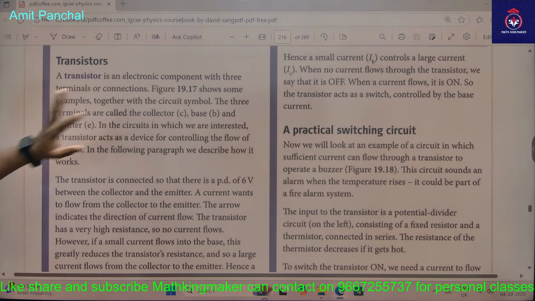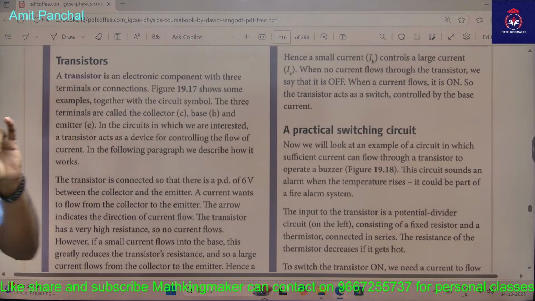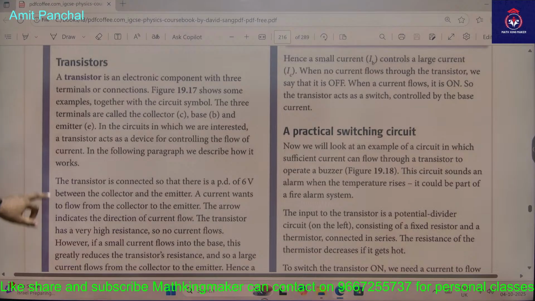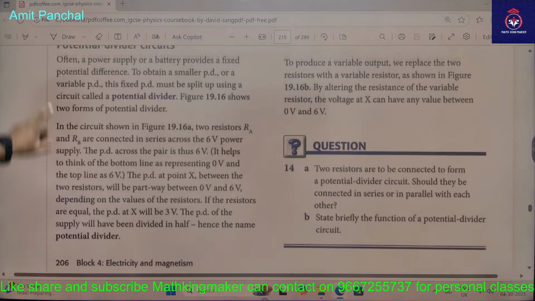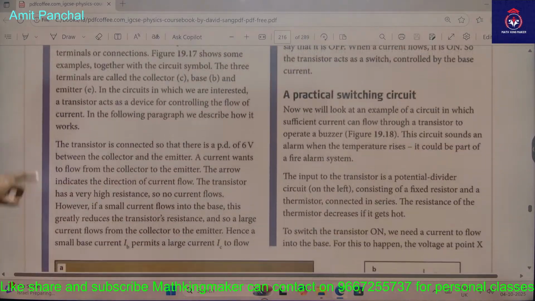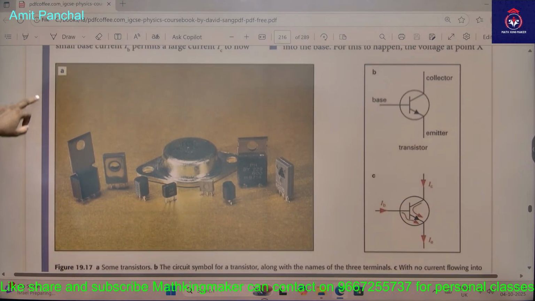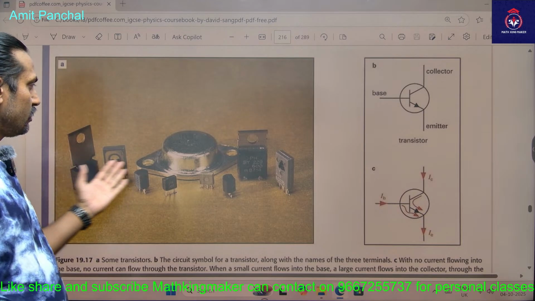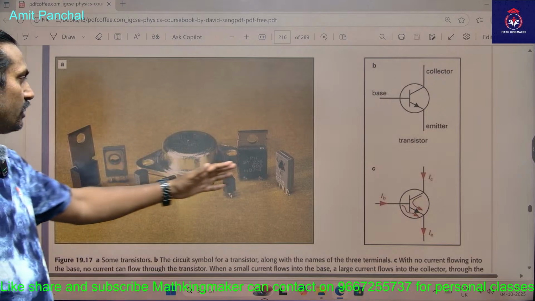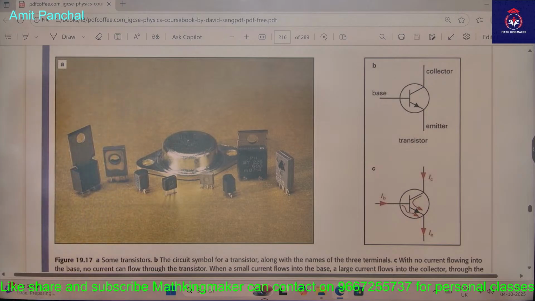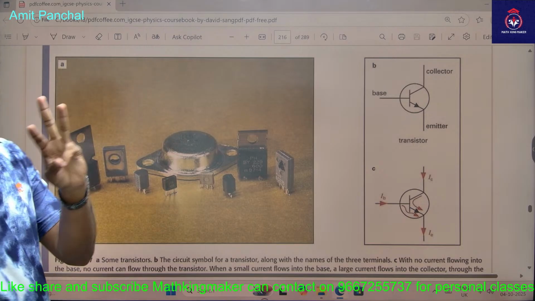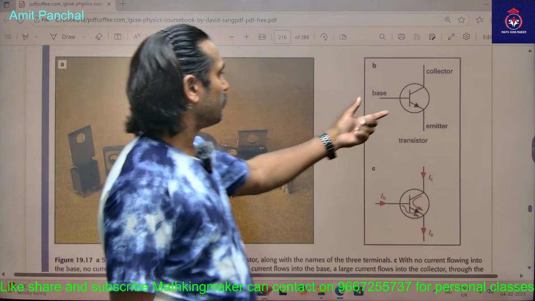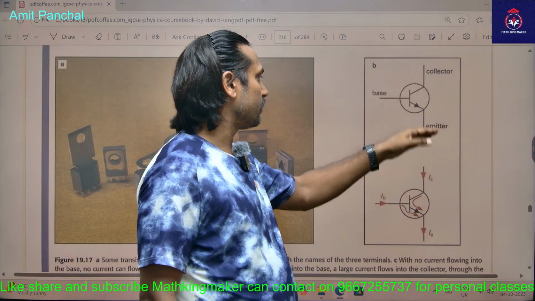A transistor is an electronic component with 3 terminals. I told you it has 3 terminals. It looks like this, you have probably seen these components. These are the transistors, and they have three legs. This is called the base, this is called the collector, this is the emitter.